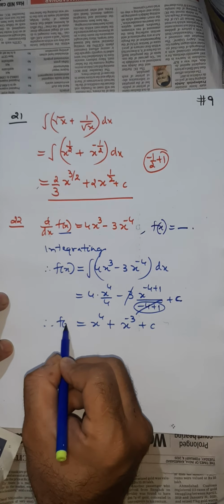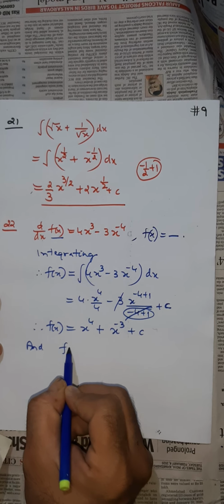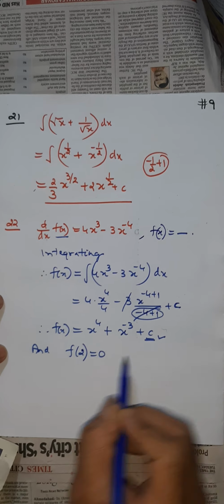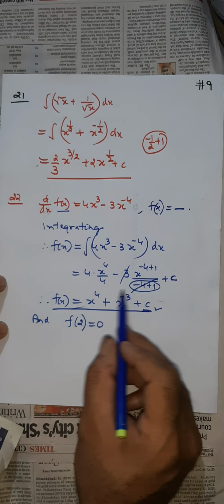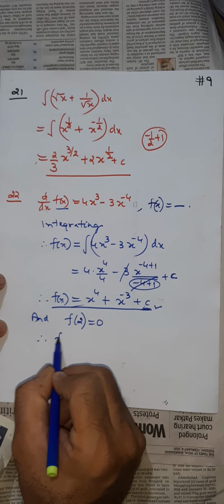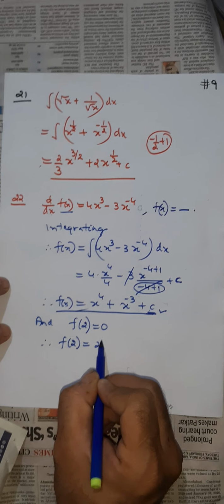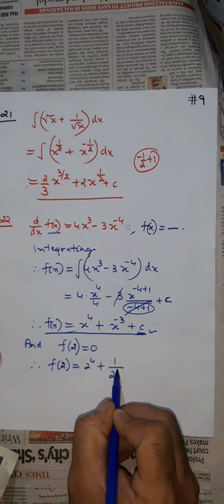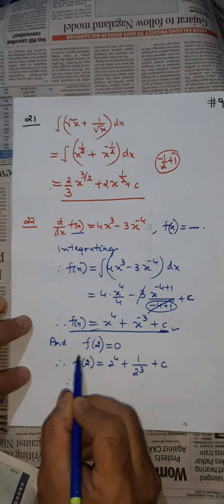This is fx. Now you are also given that f of 2 is 0. So from there you will get the value of the constant c. This is not the alternative given in this. You need to get the c. Now use this, so you'll get the c here. I'll put 2 here. So f of 2 equals to, this is nothing but the 2 raised to 4 plus here 2 raised to 3 plus c. And this is 0 here. Remember, what is f of 2?